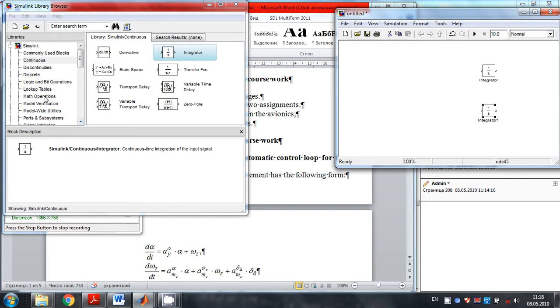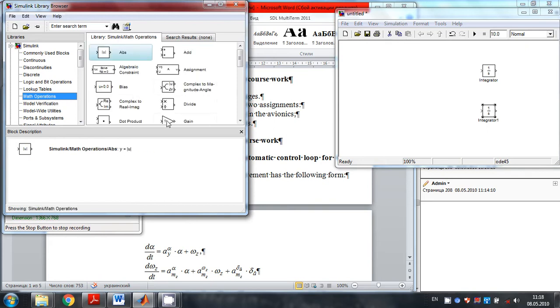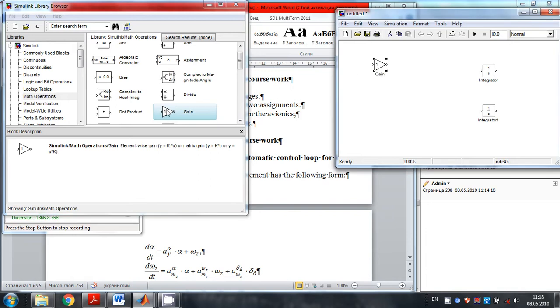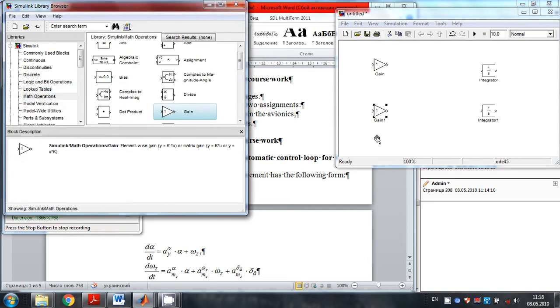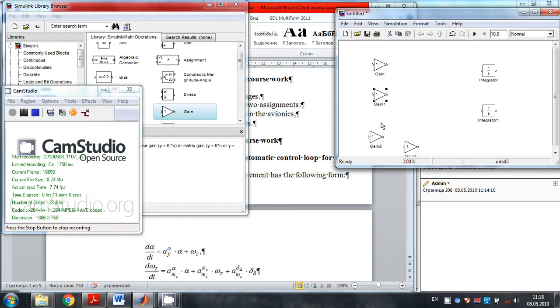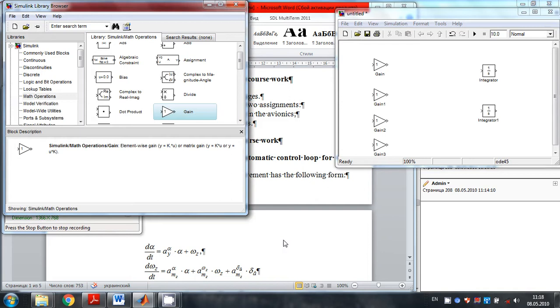Again, mathematical operations. We find this gain operator here. We put these gains here. Actually, for the second equation, we'll need 3 of the gain units. So I'll drag and drop 3 of them. 2, 3. I spread them. So supposedly we'll denote them or title them according to our equations, but first we need to give some feedback.